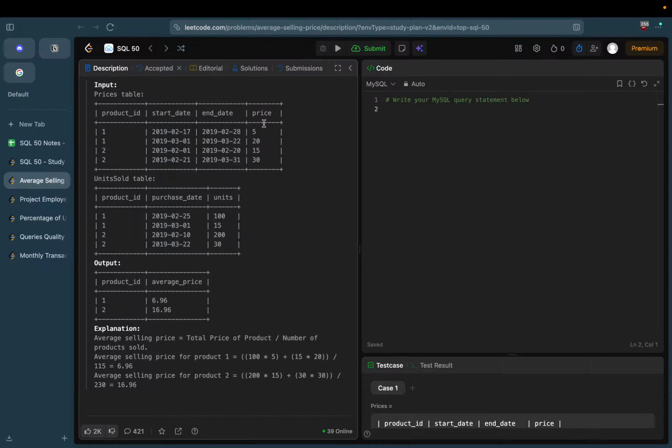So for product 1, the first date, that is 25th of February, lies in the range of 17th February to 28th February, and we're getting 100 units sold at the price of 5. And on 1st of March, which lies in the date range, we sold 15 units at the rate of 20. So we're multiplying 100 by 5 and 15 by 20, adding them up and dividing it by the total number of units sold for product 1, that is 100 plus 15, 115, and a similar calculation for product 2. So let's get right to writing the query. I'll use my select statement and select both the columns.